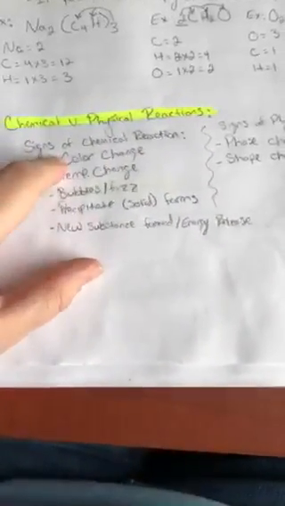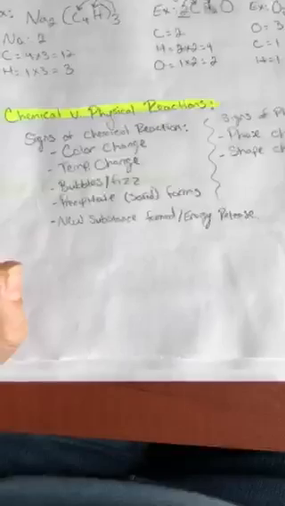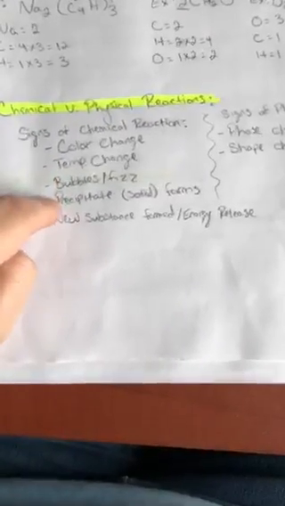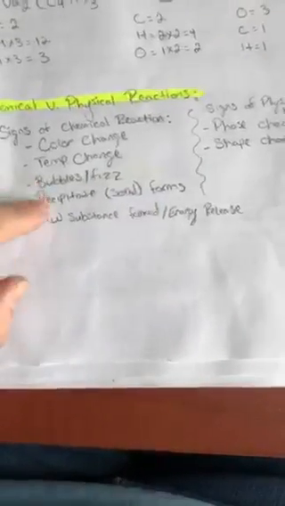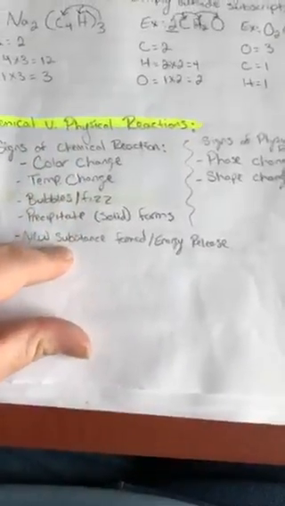Okay, lastly, for part 1, our chemical versus physical reactions. Signs of a chemical reaction are color changes, temperature changes, bubbles or fizzing, like a gas is created, a precipitate, meaning that a solid is formed from 2 liquids, or that a new substance is formed or energy is released. Okay, these are all chemical reaction signs.